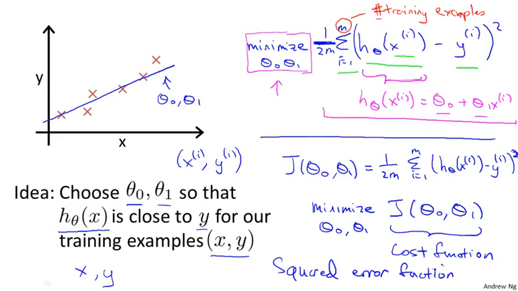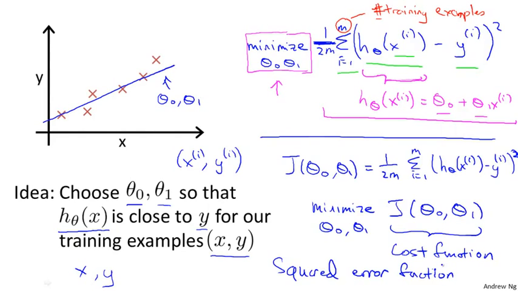And why do we take the squares of the errors? It turns out that the squared error cost function is a reasonable choice and will work well for most regression problems. There are other cost functions that will work pretty well, but the squared error cost function is probably the most commonly used one for regression problems. Later in this class, we'll talk about alternative cost functions as well, but this choice should be a pretty reasonable thing to try for most linear regression problems. Okay, so that's the cost function.